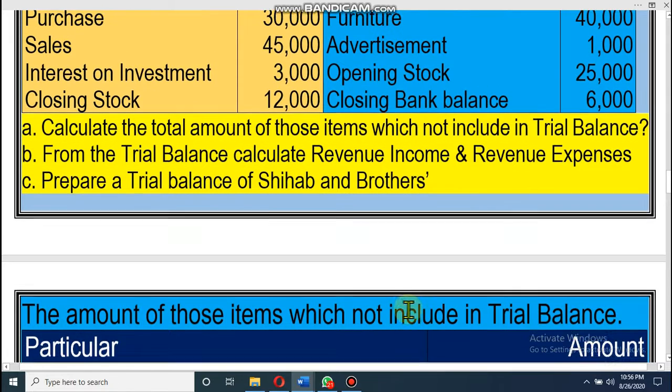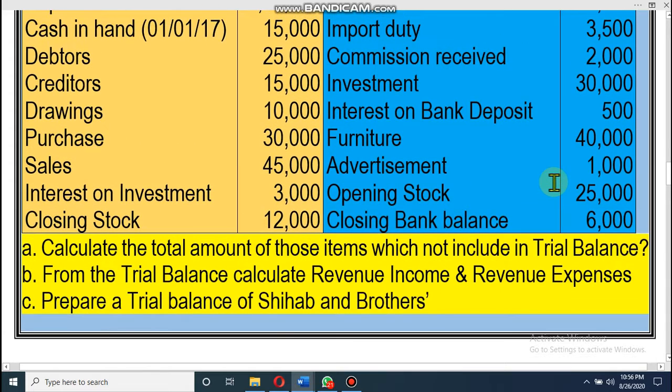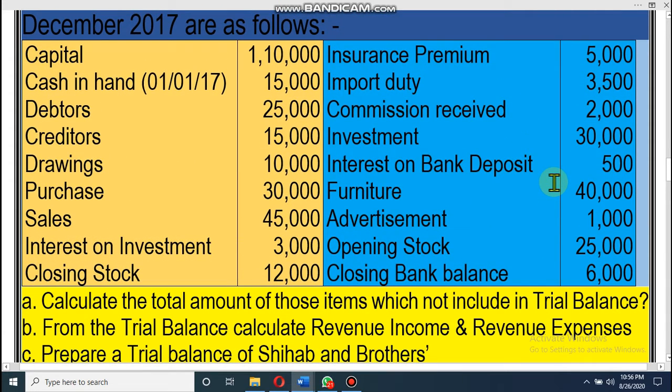Dear student, the next topics are revenue income and revenue expense. Dear student, I am telling you again, revenue income means the income which we receive regularly. That means this is the desire of an organization. This is what the organization receives on a regular basis. So that is revenue income.